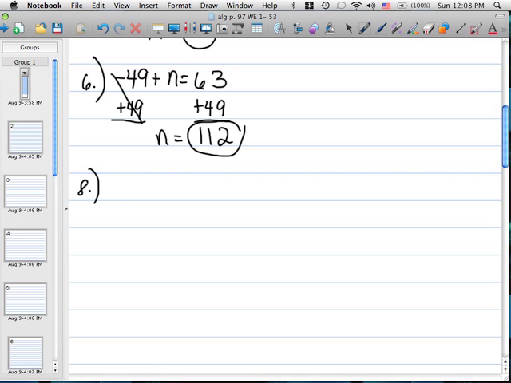Skip a line, number 8, x minus 26 equals 18. I'm going to solve for x. I have minus 26, do the opposite, and that will get rid of it, add 26. So now x is by itself, and the answer, 18 plus 26 makes 44.